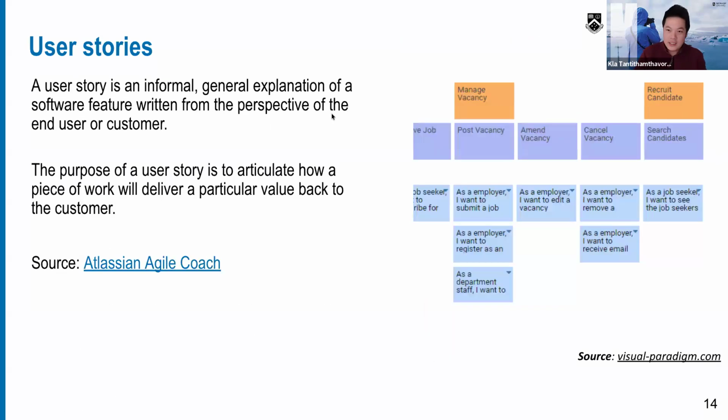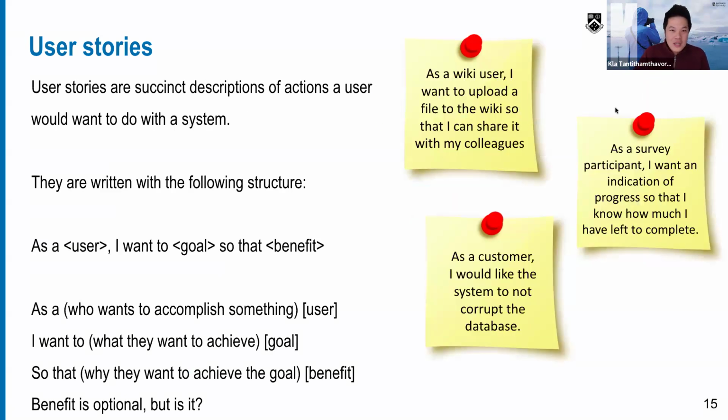Let's look at one that is complete. Let's say amend vacancy. As an employer, I want to edit a vacancy. This is an example, but I would say this user story is not high quality yet, because it doesn't describe what the value is. So the example that I gave previously is much better. This is the way you write a user story.